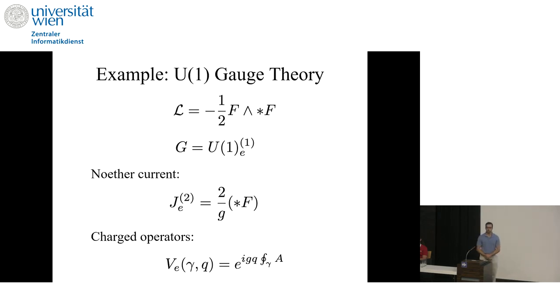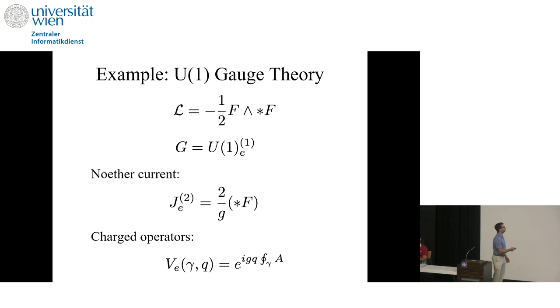The prototypical example of a higher form symmetry comes in just ordinary pure Maxwell gauge theory. So this is an ordinary zero form symmetry, but it has a one form electric global symmetry. The Noether current of the symmetry is, up to normalization, just star F. Its conservation follows from Maxwell's equations, d star F equals 0, in the absence of charged matter. And it's a one-form symmetry, so the charged operators are line operators. Namely, they're just the Wilson lines of the theory.